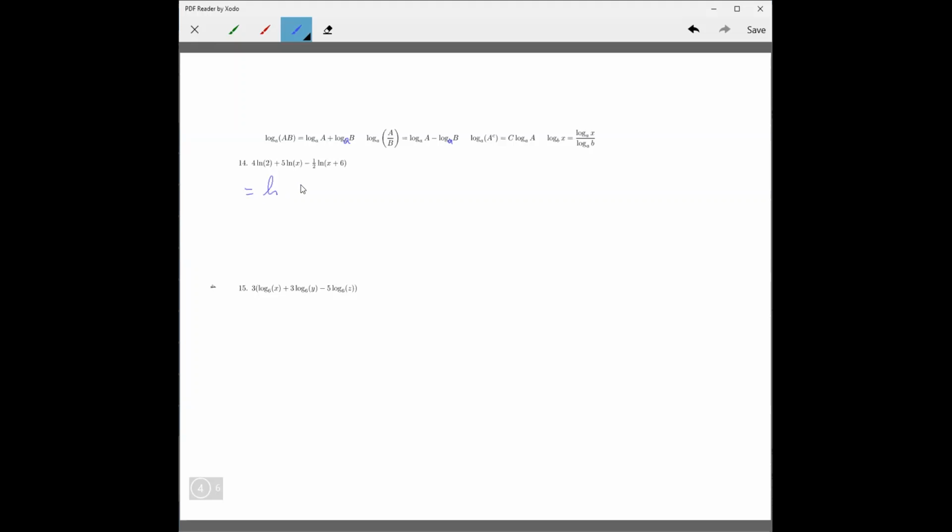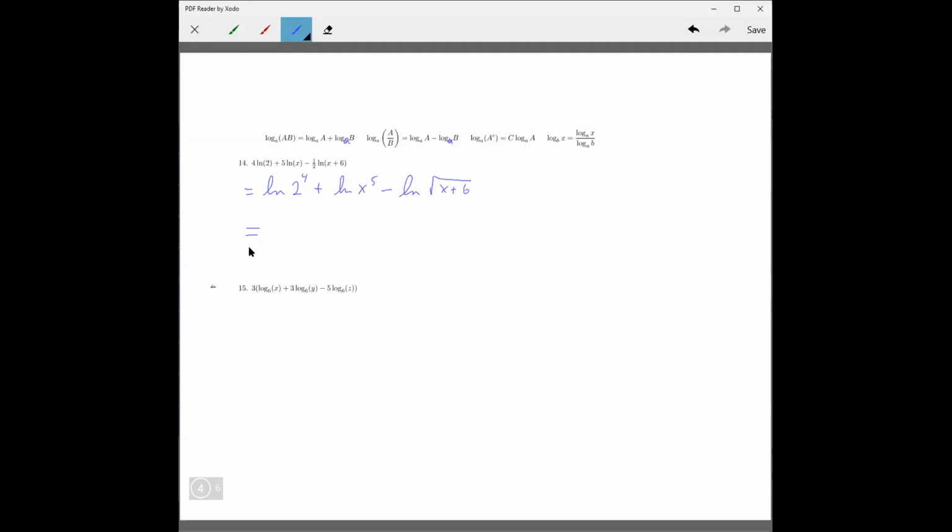So that's natural log of 2 to the 4th plus, and then pull the 5 up, natural log of x to the 5th, and then pull the 1/2 up. That's minus the natural log of x plus 6 to the 1/2, but we can also write that as the square root of x plus 6. Now no coefficients out in front, or you could consider these as 1s as coefficients. That's a minus.